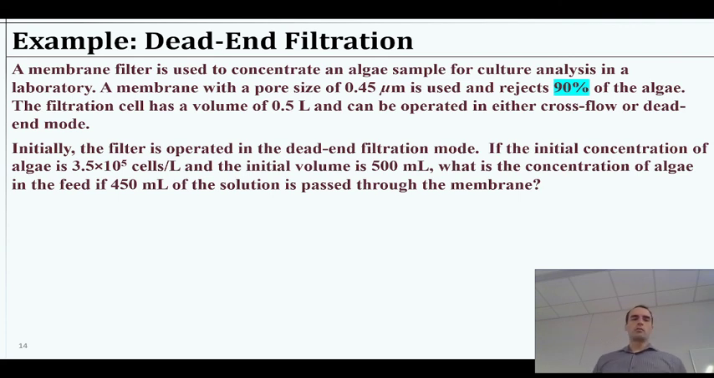If the initial concentration of algae is 3.5 times 10 to the 5th cells per liter, and the initial volume is half a liter, 500 milliliters, what is the concentration of algae in the feed if 450 milliliters of solution is passed through the membrane? Okay, so what is the concentration left in the feed? So we'll say C_F equals question mark after 450 milliliters of the 500 have been filtered.